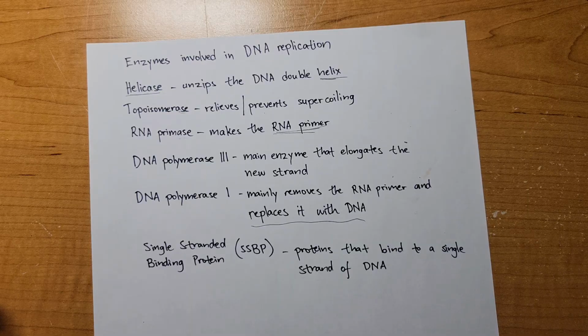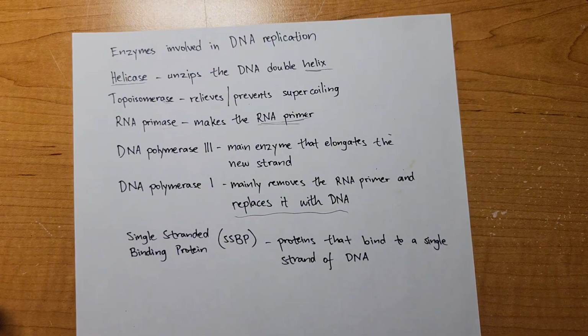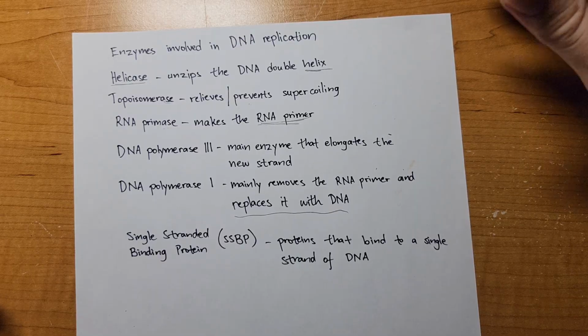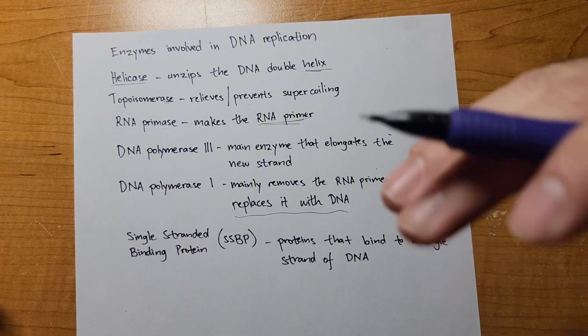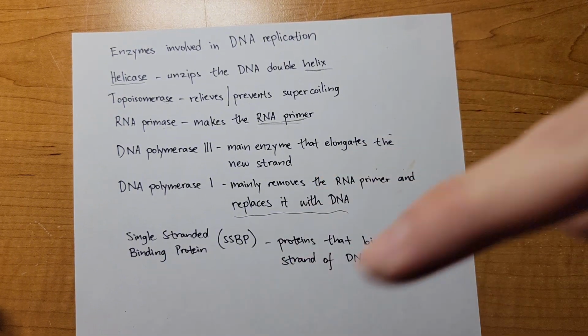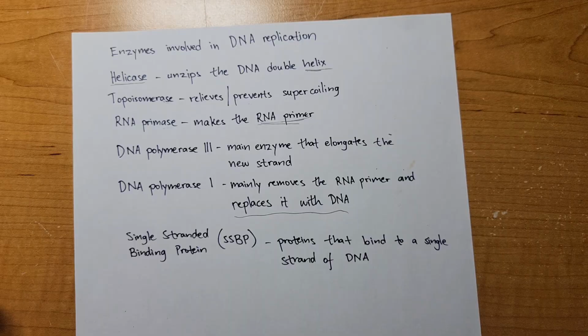And then last but not the least is single-stranded binding protein, or I'm just gonna shorten it with SSBP. It's basically proteins that bind to a single strand of DNA. And why is it important? Because when helicase unzips the DNA, the DNA itself can form back again. It can start connecting back to each other or bonding back. The hydrogen bonds will just start bonding again. So basically, single-stranded binding protein helps with preventing that from happening.